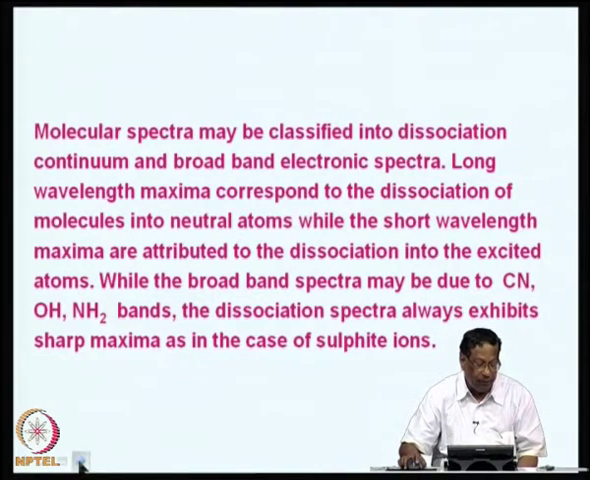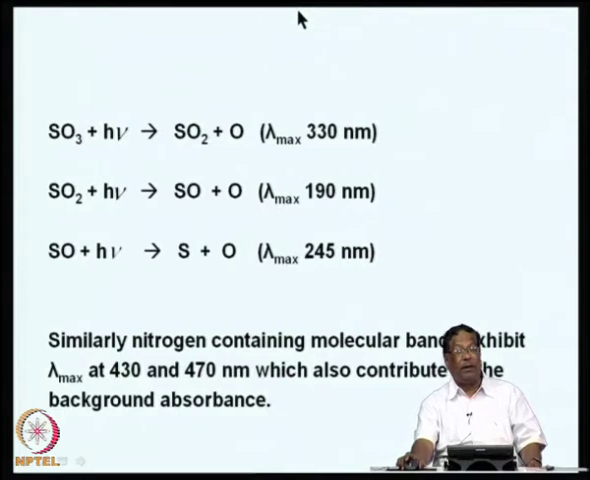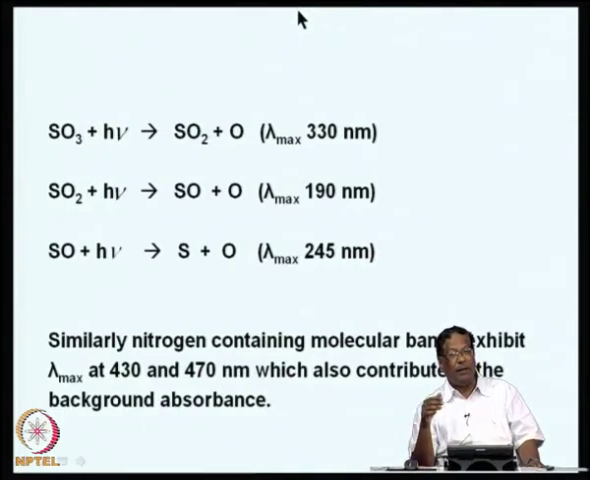So, unless you have a sulfite ion in the sample, it may not interfere, because it has a very sharp maxima unless it coincides with the measurement wavelength. Here I have written the reaction of sulfite with electromagnetic radiation. The changes expected are very simple. SO3 will go to SO2 and an oxygen atom will be released, and SO2 can further dissociate to give you SO, and SO can give you sulfur.